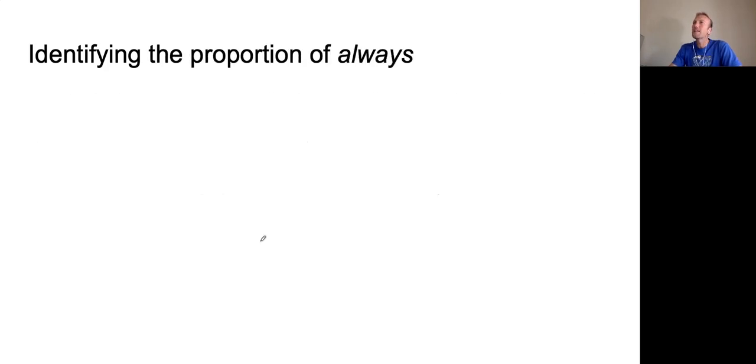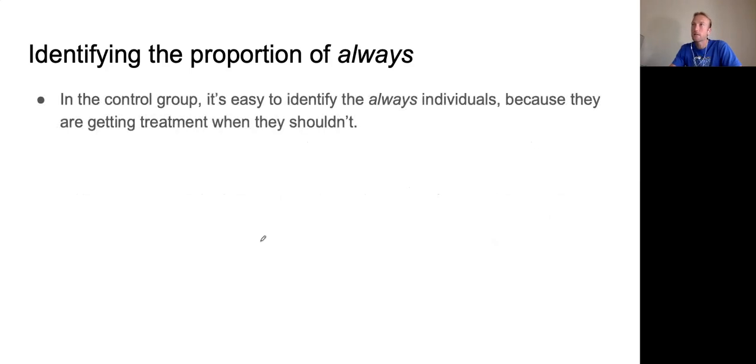Okay, how do I find the alwayses? I'll start with the easy one first. The alwayses: I go ask somebody in a follow-up survey, hey, are you in the treatment or control group? They say, control. Okay, control. Did you get the treatment though? And they say, yeah, I did.